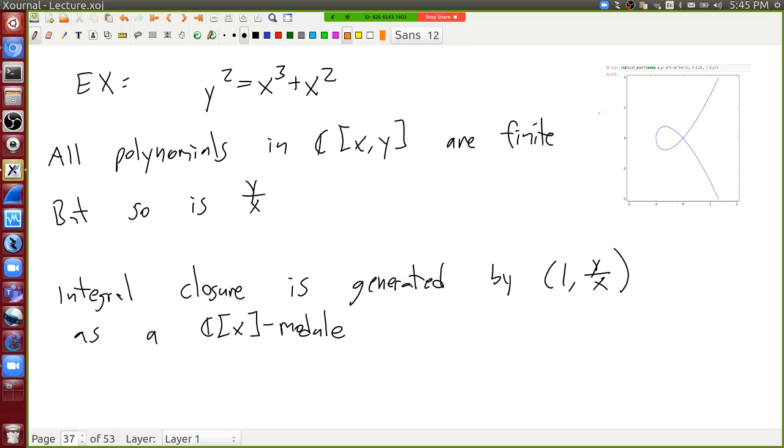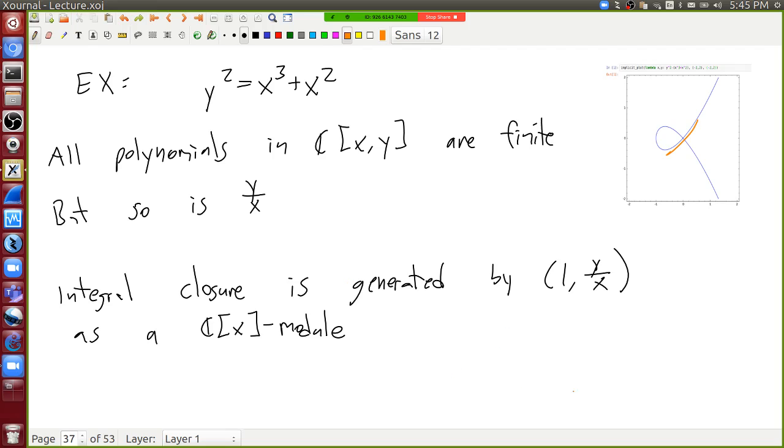Let's take an example here: y over x. At both of these places, y over x is either going to be 1 or -1. So actually y over x is integral. It is in our integral closure. So there are things in the integral closure that are not polynomials.